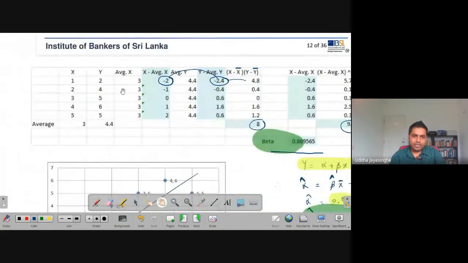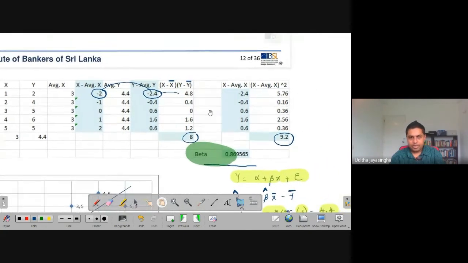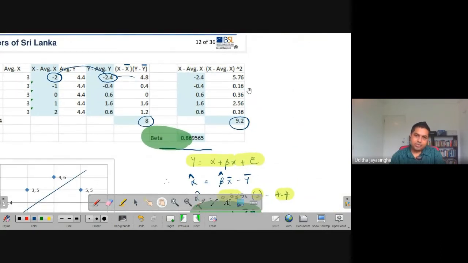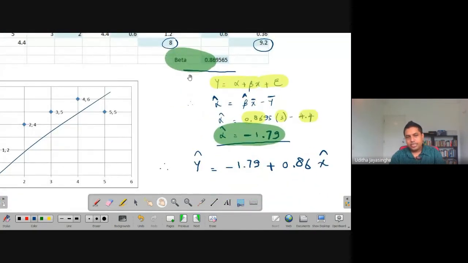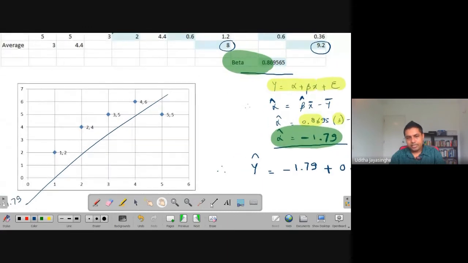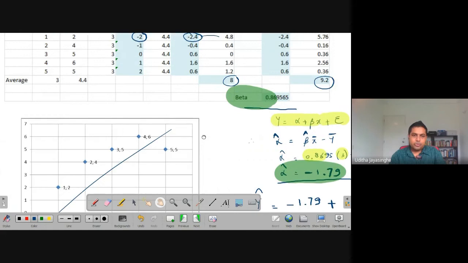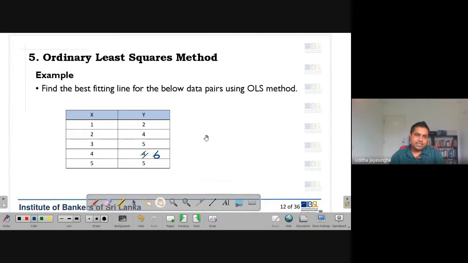I repeat, we carefully went through these individual averages, x minus x bars, y minus y bars. The top part, the covariance, is calculated. And again, we can calculate the variance for these individual points. Then once we are there, we can calculate the beta. Beta is 0.86. And once we know the beta, we know the individual points of this 3 and 4.4. From there, we can calculate alpha. Okay. So that is how we are going to get a best fitting line in the OLS example.